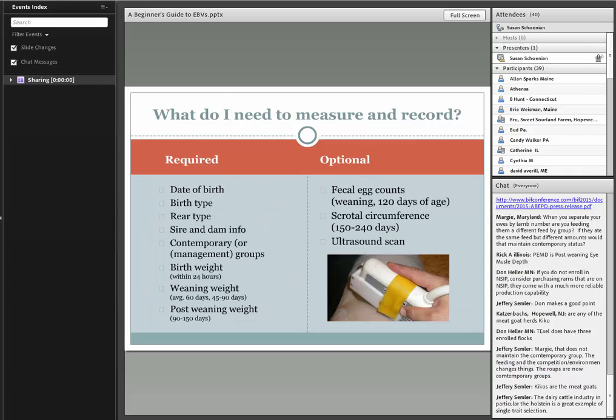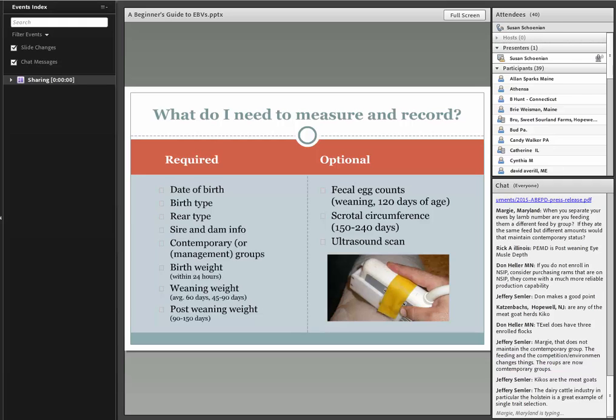If you decide to do them, what do you need to measure? What do you need to record? Well, obviously date of birth, birth type, rear type, again, single, twin, triplet, sire and dam information, those contemporary or management groups. The program needs to know what animals are in the same contemporary group. Birth weight. Birth weight should be recorded within 24 hours of birth. Weaning weight. The average for most breeds is 60 days.